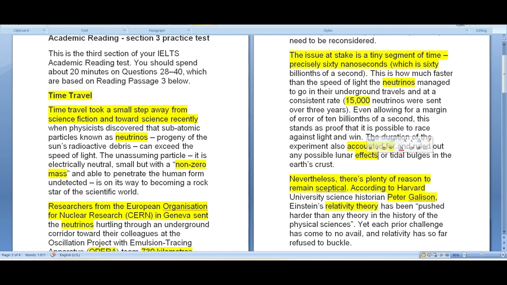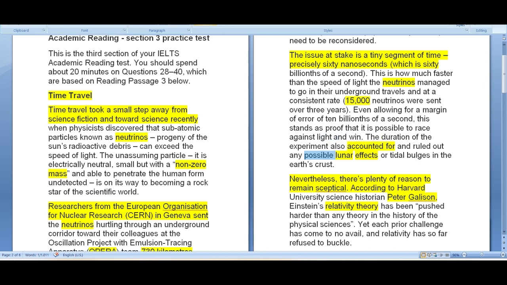So guys, which word here? Look what they did. They left accounted for the same, they left effects the same, but what word did they paraphrase? The word that you would think cannot be paraphrased. They paraphrased moon with lunar. Lunar has to do with the moon. Let's just say if we have to use an adjective for the moon, it's lunar. So any possible, might, lunar effects or tidal bulges in the Earth's crust.